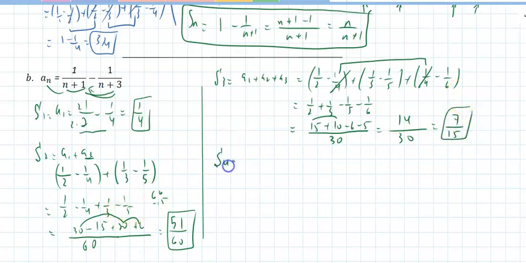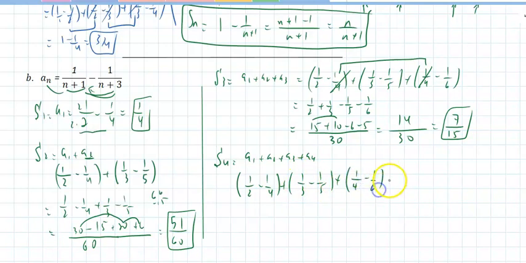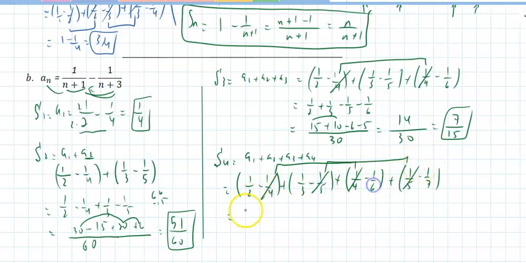S sub 4, and again I'm looking for a pattern, is first, second, third, and fourth. The first term is 1 over 2 minus 1 over 4. The second term is 1 over 3 minus 1 over 5. The third term, 1 over 4 minus 1 over 6, and the fourth term 1 over 5 minus 1 over 7. And again, I'm more interested in the pattern than anything. I notice those two cancel out. And I notice those two cancel out. I'm left with 1/2 plus 1/3 minus 1 over 6 minus 1 over 7.